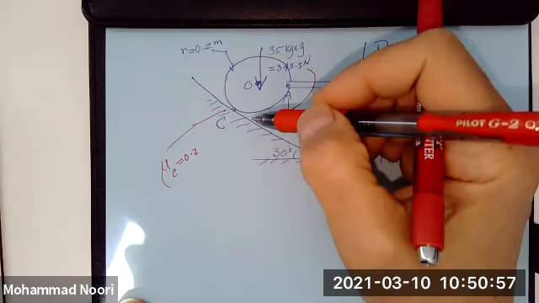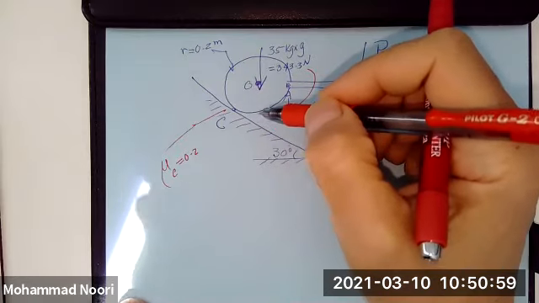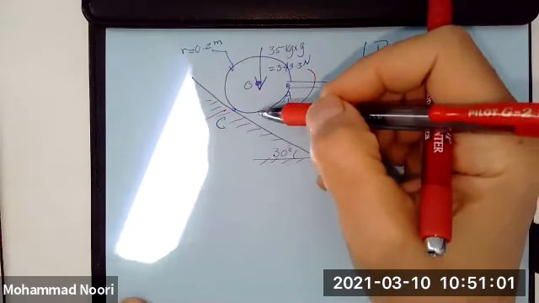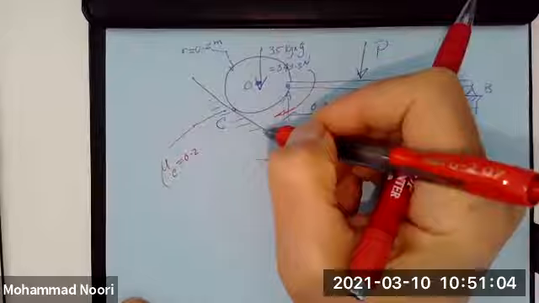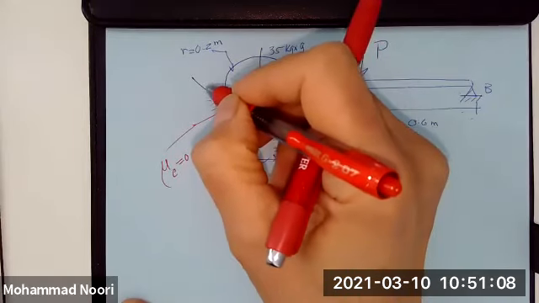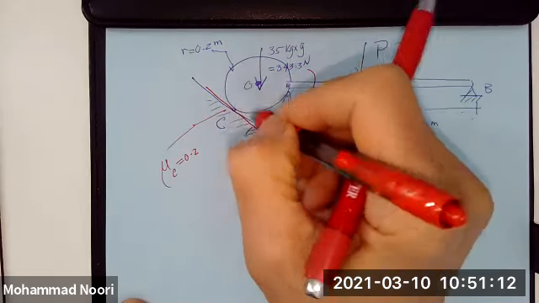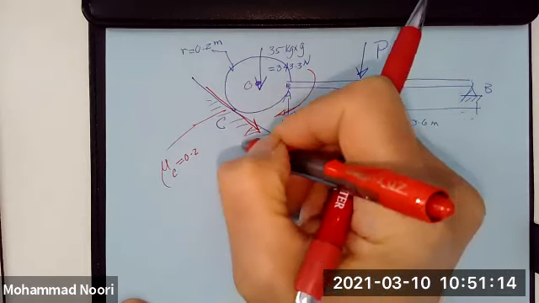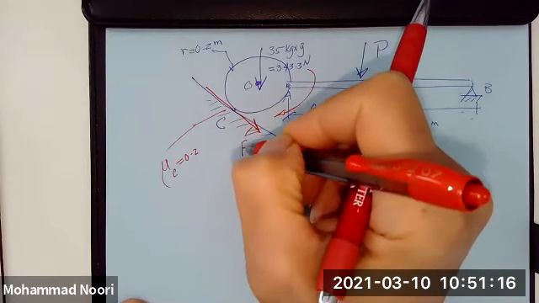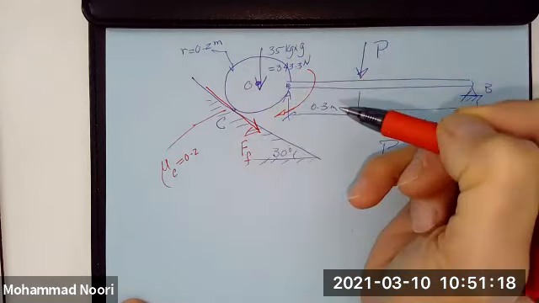Can anybody tell me? Remember, force of friction always opposes the direction of motion. What is the direction of motion? This way, downward. So the force of friction on this disc would be downward. So this is the force of friction at this point.